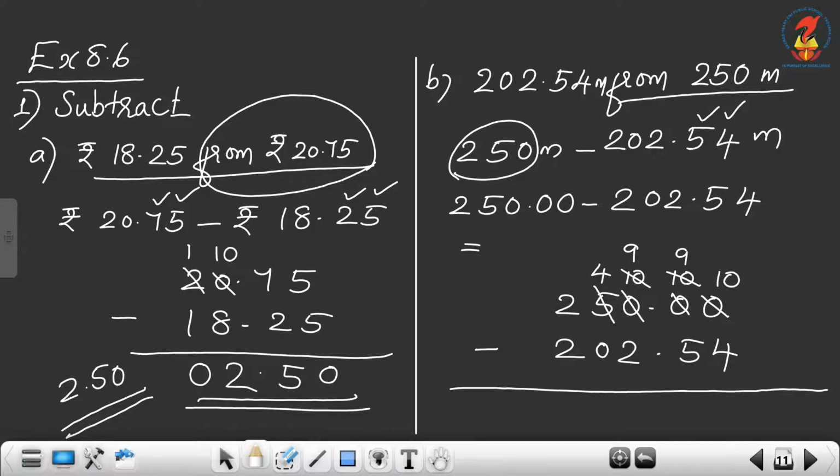Now 10 minus 4, 6. 9 minus 5, 4. Next the decimal point comes, put the decimal point. 9 minus 2, 7. 4 minus 0, 4. 2 minus 2, 0. So what is the answer? 47.46. It is given in meters, so the answer is 47.46 meters.